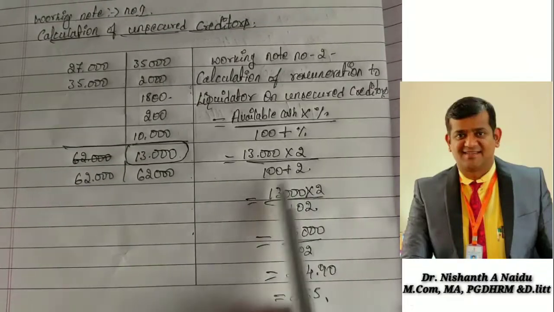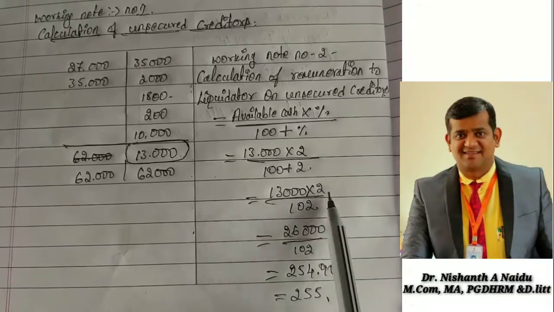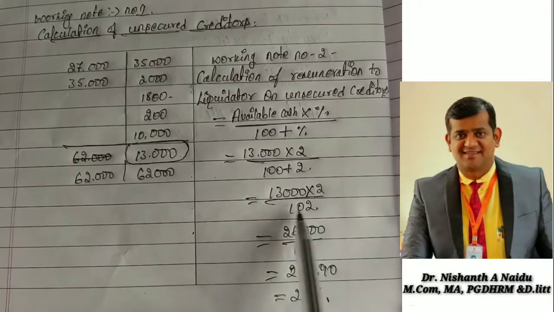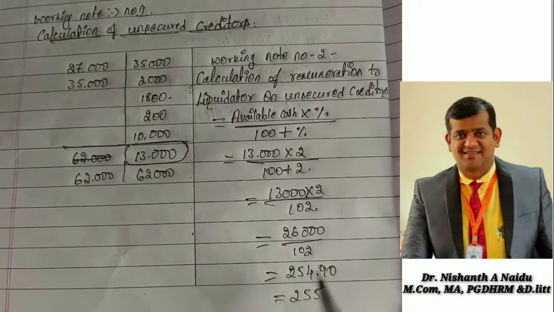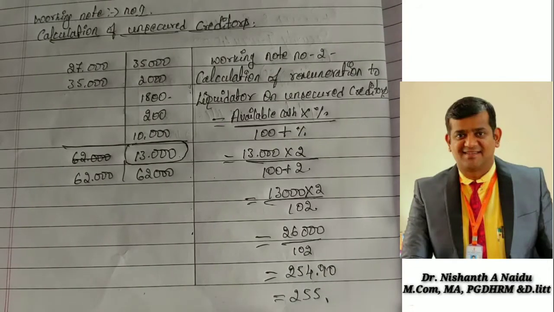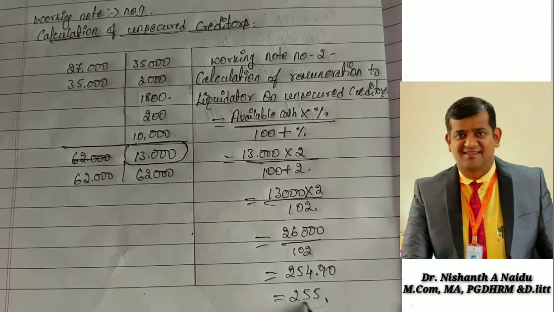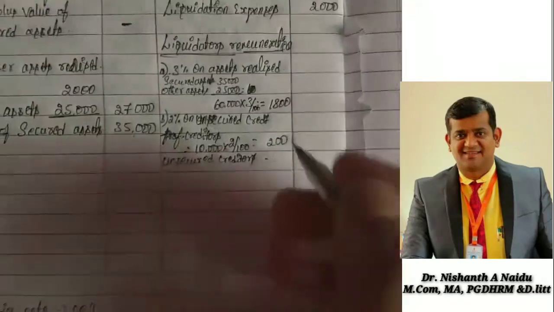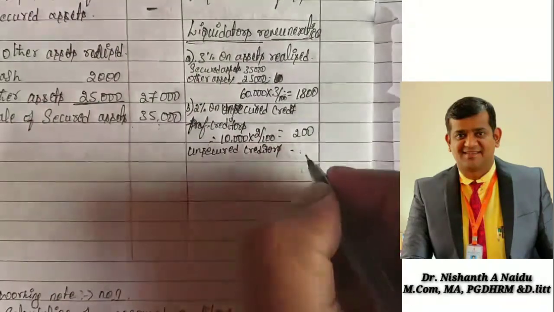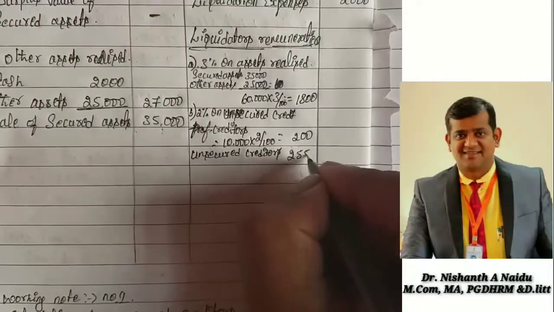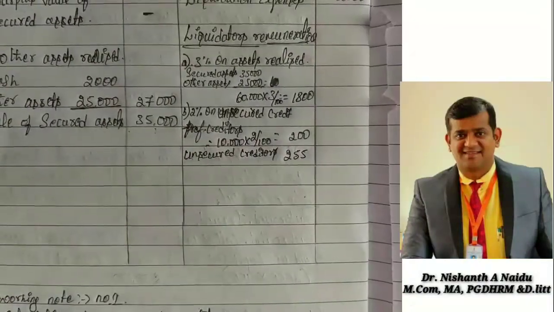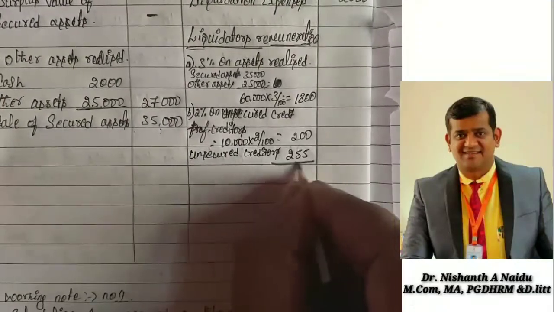So 13,000 into 2 divided by 100 plus 2. 13,000 into 2, 102. 26,000 divided by 102 is 254.90. So I have rounded off to 255 rupees. So we got on unsecured creditors how much? 255 rupees. So we got the liquidators remuneration part.